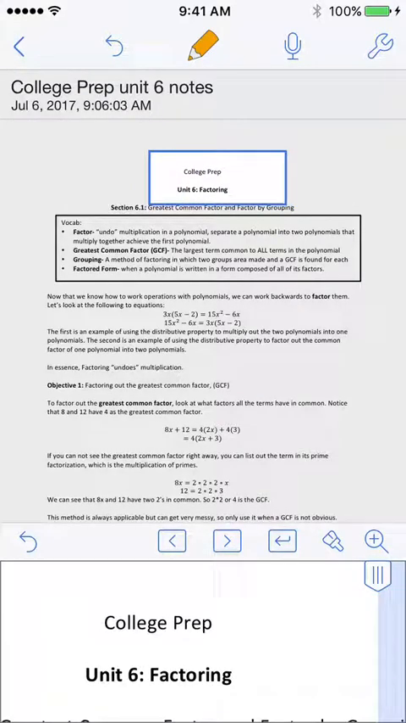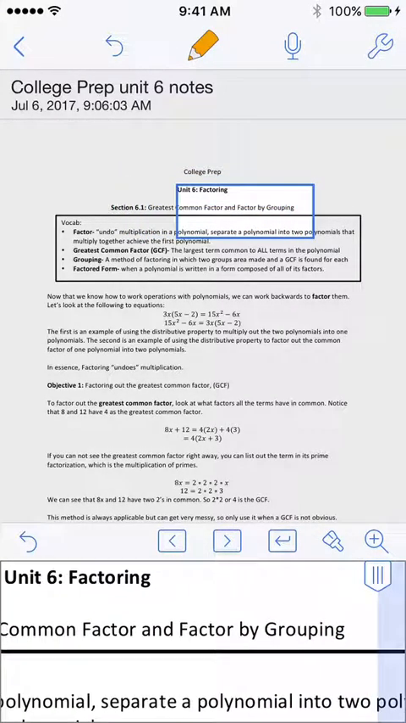Alrighty, welcome to College Prep, Unit 6 notes. Unit 6 is all about factoring. We're going to start with 6.1 here, greatest common factor and factoring by grouping.